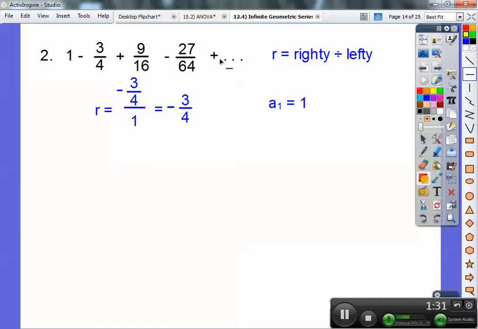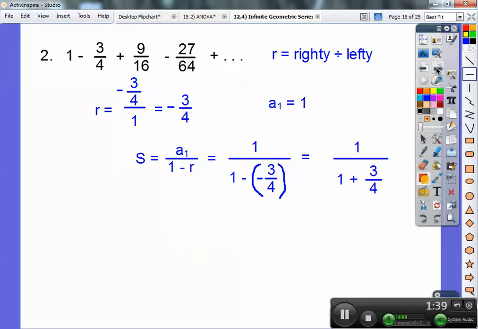So the first term is that 1 right there. I'm going to plug them in. 1 over 1 minus -3/4. That becomes 1 plus 3/4, and 1 is going to be 4/4. So 4/4 plus 3/4 is 7/4. And 1 over that is just the reciprocal, 4/7.